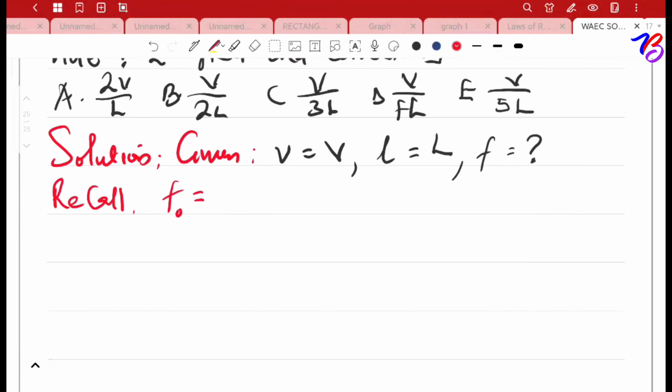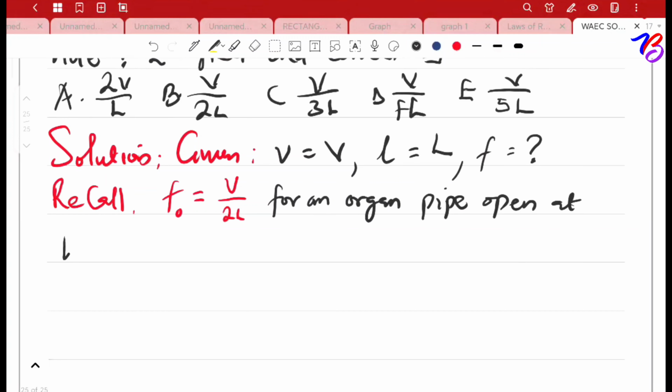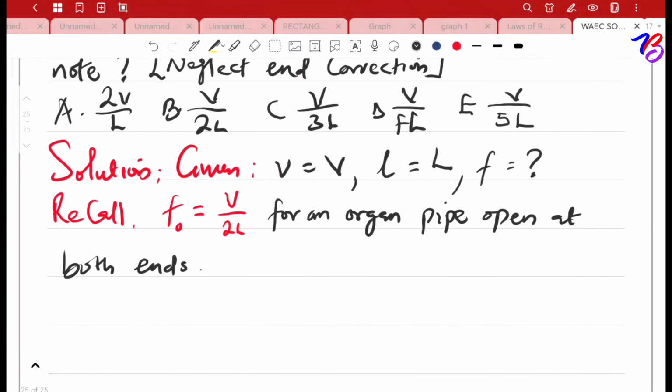So recall that F0 is equal to V all divided by 2L. This is for an organ pipe opened at both ends, open at both ends. We're going to use this to solve that problem. So with this, if we substitute now, you will see that the right option is B, V over 2L upper cases.